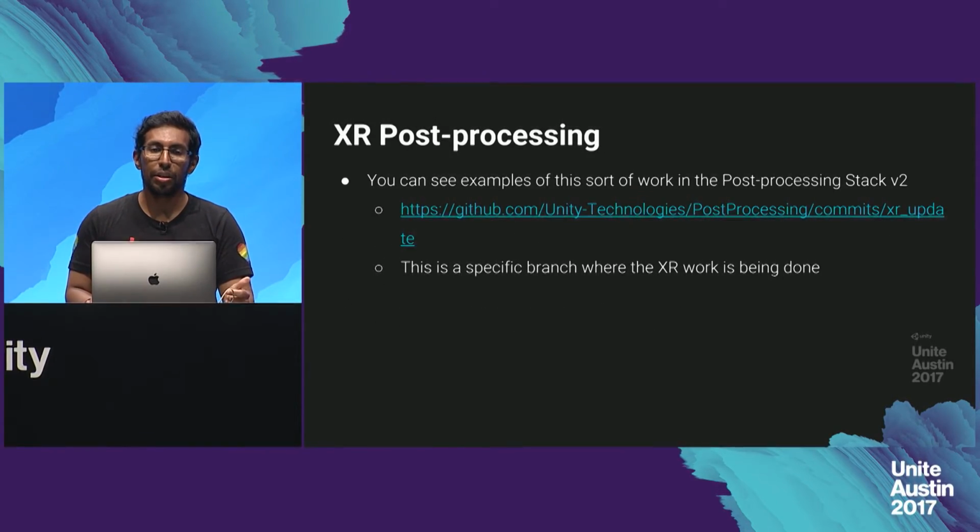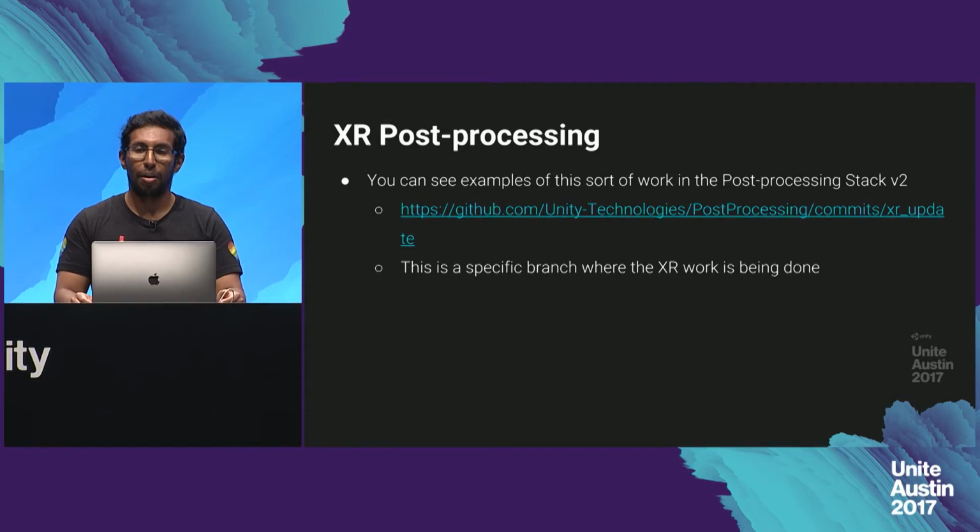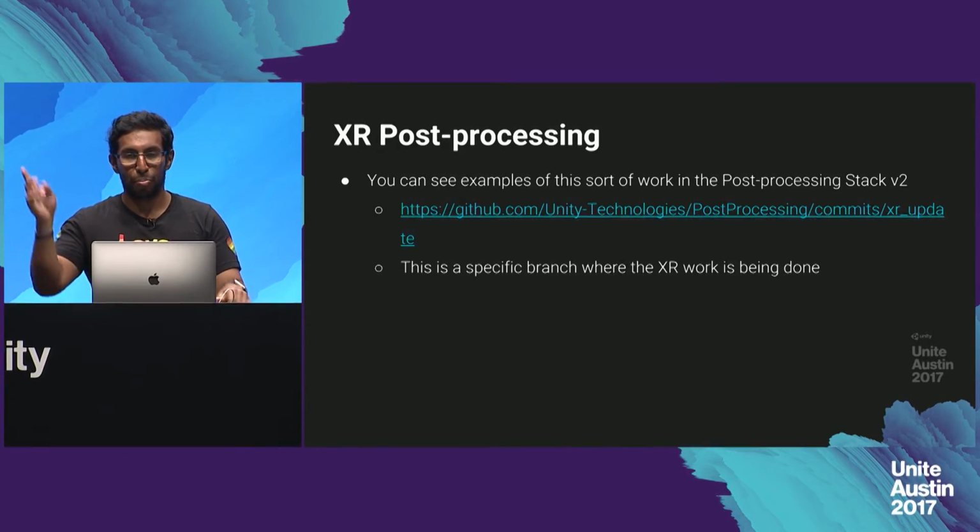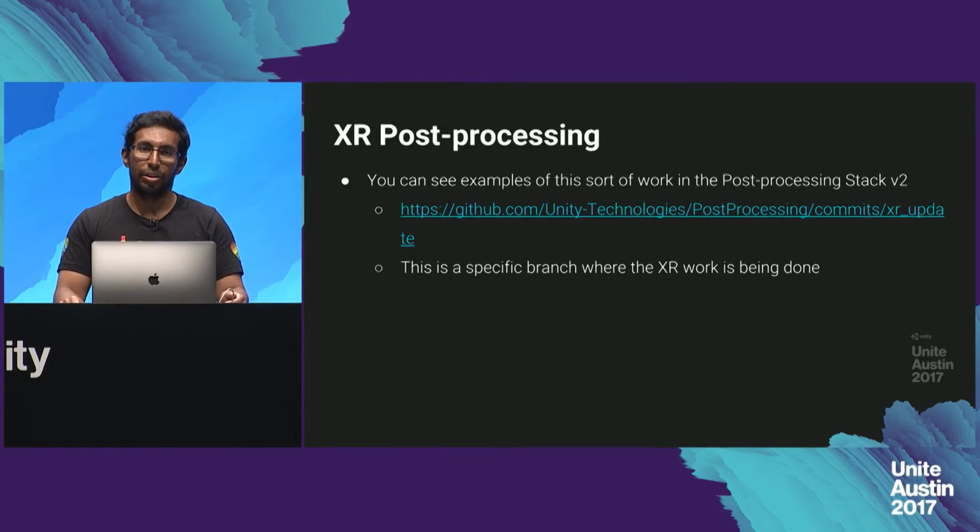You can see examples of this work on the post-processing GitHub. If you go over there, there's a branch called XR Update, and that's where I've been doing a bunch of these changes. This is a pending PR to land into the mainline V2. It's nice to go and look at a bunch of examples. Basically, I went through every effect in the post-processing stack and tried to update it for XR, so you can see what kind of different problems I ran into and how I fixed them. And the commits have some comments, so hopefully it'll be useful.